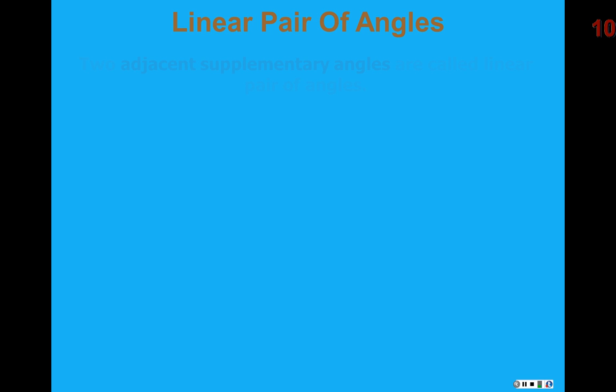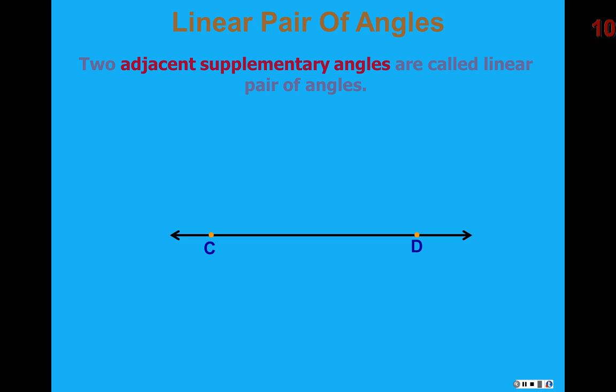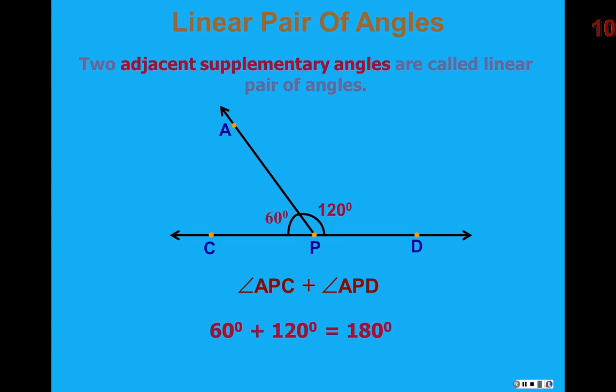Linear pair of angles. Remember, two adjacent supplementary angles are called a linear pair of angles, okay? So linear means that they're adjacent, side by side. They're on one line. 60 plus 120 is 180 degrees. So this is a straight angle or a linear pair of angles situation. And you guys know that. You know it's supplementary.